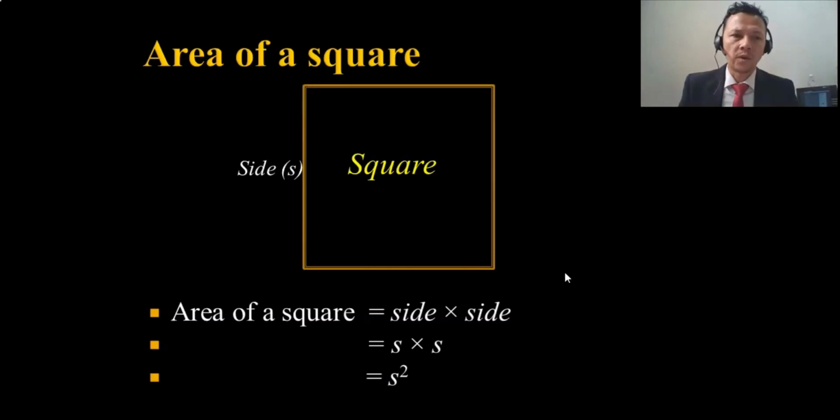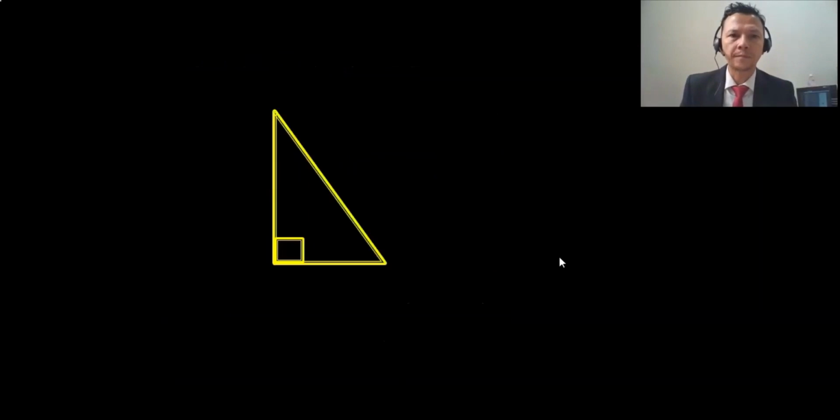The theorem talks about right-angled triangles. Here we have one right-angled triangle. This angle over here, marked with a small square, is a right angle.